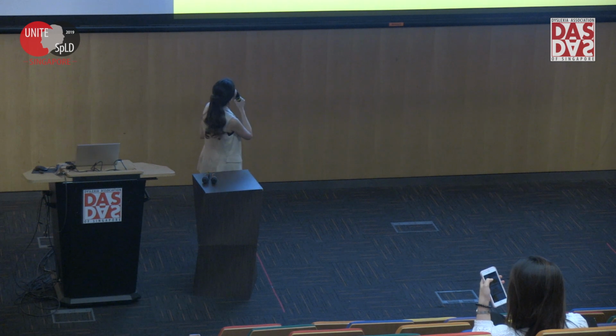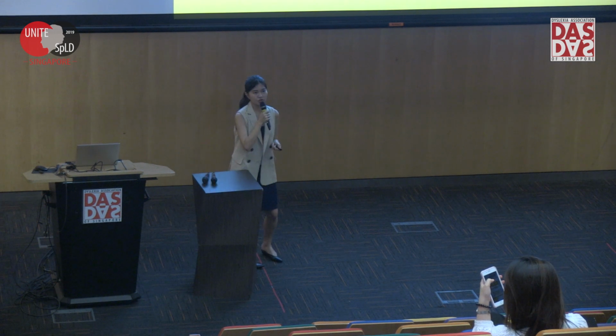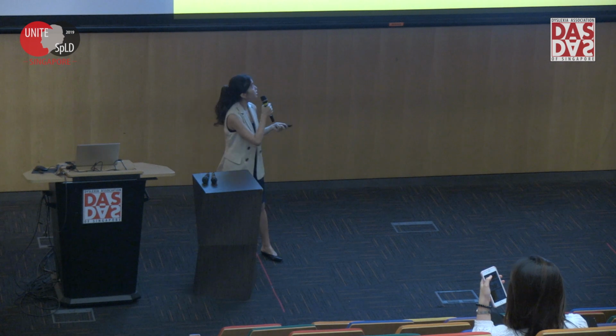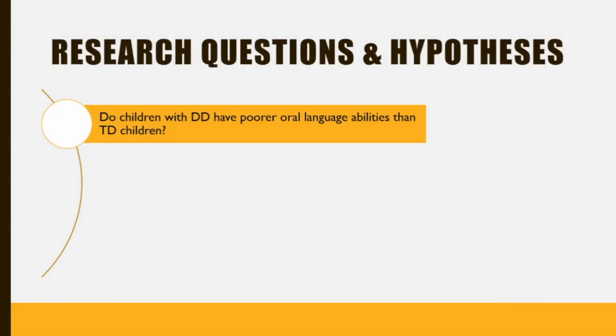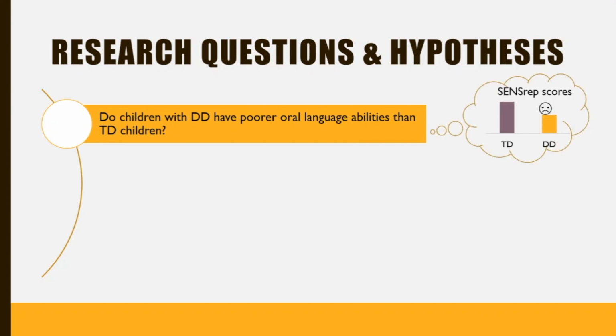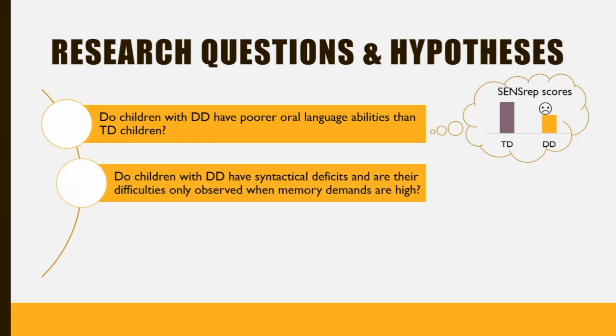So my research questions. The first research question is, do children with dyslexia have poorer oral language abilities than their typically developing peers? And this is excluding those with likely comorbidity of DLD, just the ones with dyslexia. And my prediction is that, yes, the group with dyslexia will perform significantly poorer than those without on their SRep test scores.